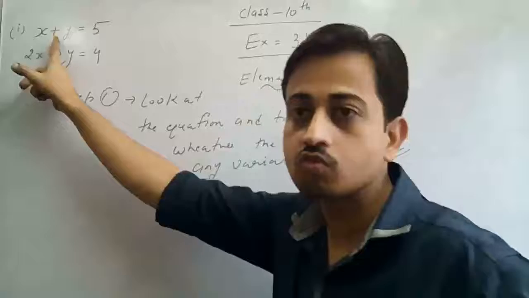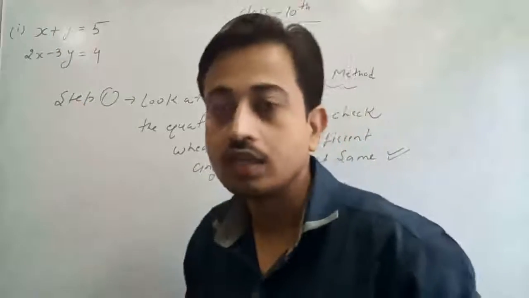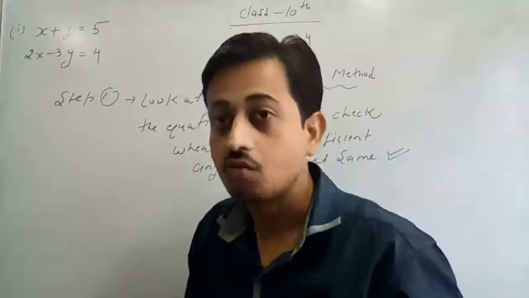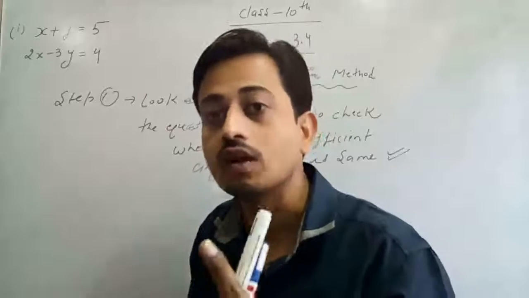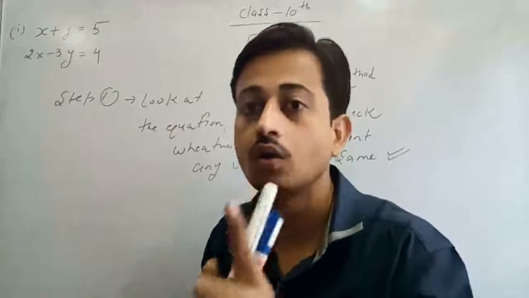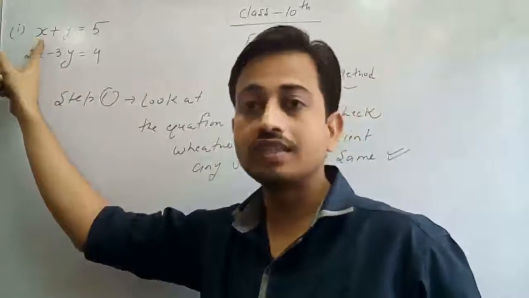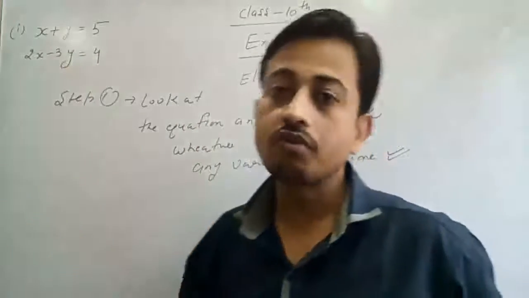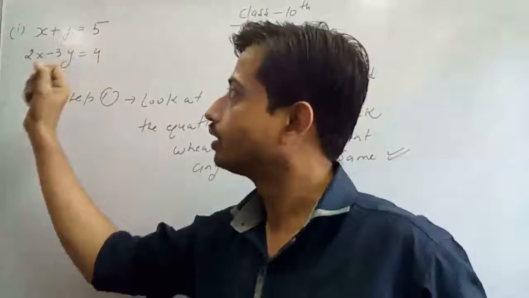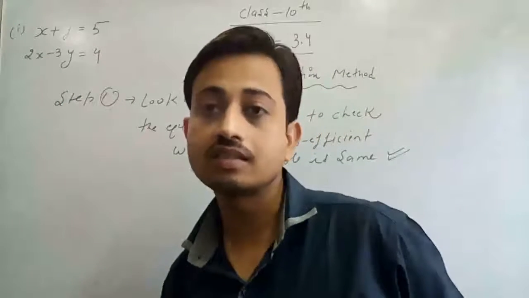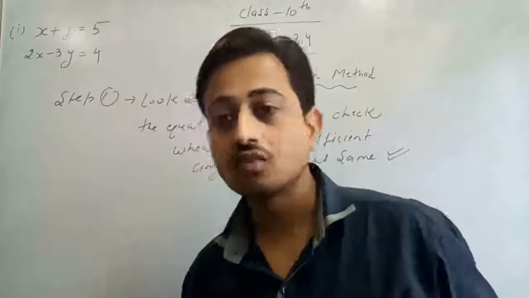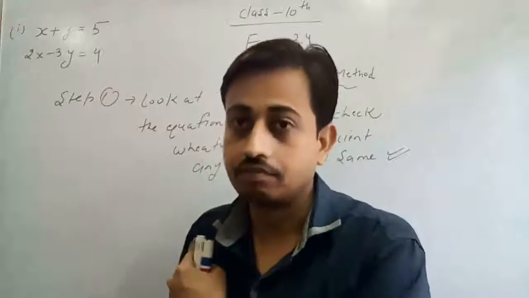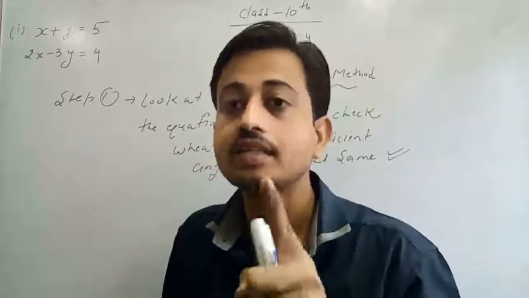In this, the equations are x plus y is equal to 5 and 2x minus 3y. We have to check the coefficients of the variables. Try to find out whether the coefficient of any variable is equal in both the equations, yes or no. In this the coefficient of x is 1, but in this the coefficient of x is 2, not equal. Look at the coefficients of y. In this the coefficient of y is 1 and in this it is minus 3. It means the coefficients of x and y are not equal in these two equations. If you get that, then you have to move on to the second step.